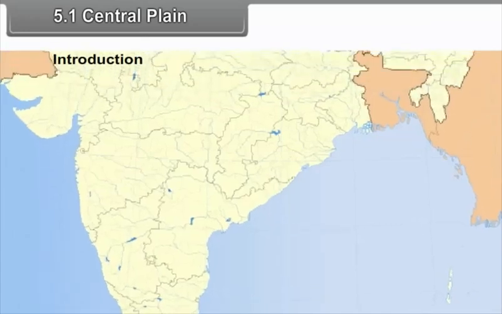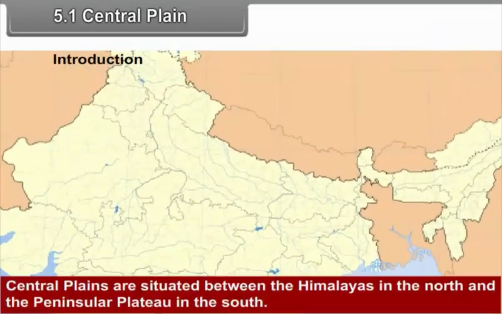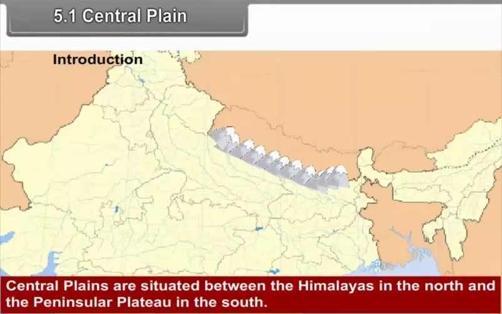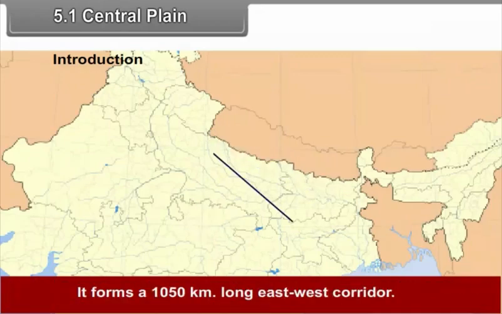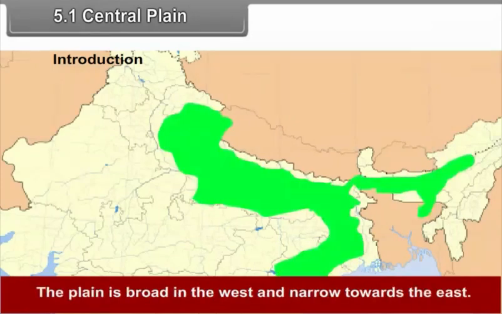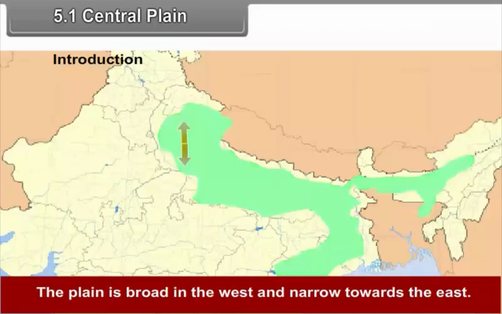5.1 Central Plain. Introduction. Central Plains are situated between the Himalayas in the north and the Peninsular Plateau in the south. It forms a 1050 km long east-west corridor. The plain is broad in the west and narrow towards the east.